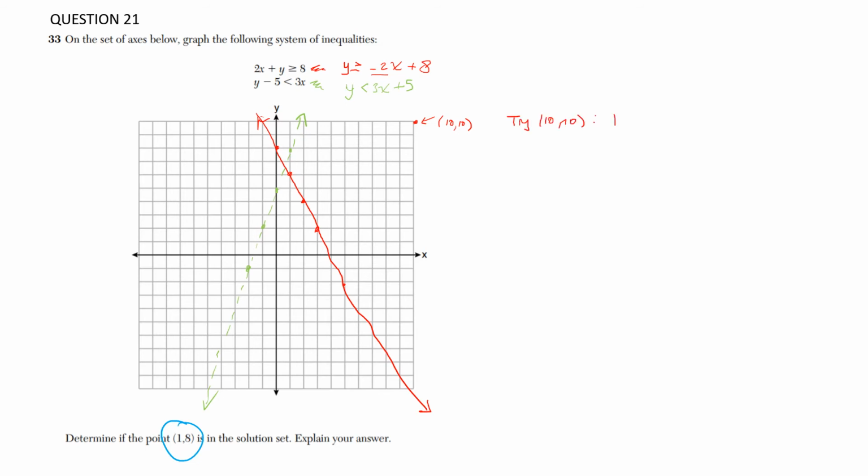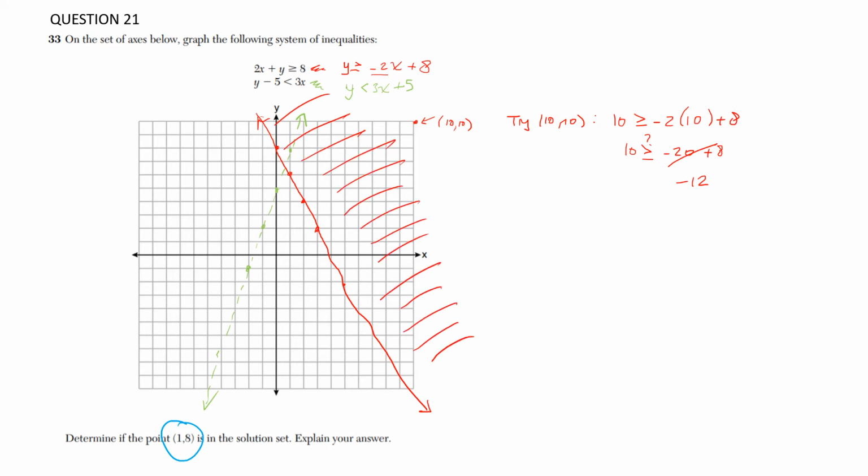And so we have 10 is greater than or equal to negative 2 times 10 plus 8. And this is, is 10 greater than negative 20 plus 8? And it is, because this is negative 12. So that is correct. So we're going to shade in this direction for this red line. For the green one, we could do a similar thing. Let's use (0, 0). That's a pretty easy point to use. So for the green one, try (0, 0) to determine which way to shade. And we have 0 is less than 3 times 0 plus 5. And that is also correct. This does check out. So we're going to shade towards (0, 0).